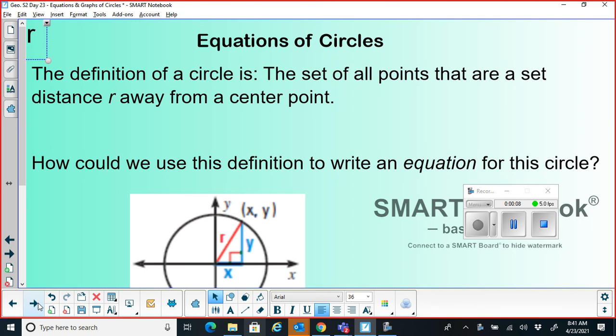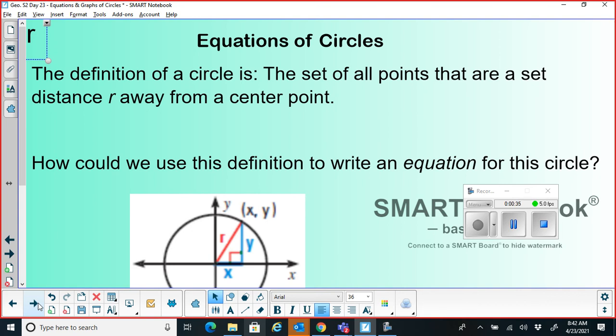The definition of a circle is, once again, a set of all points that are at a distance r away from the center point of the circle. How could we use this definition to write the equation of circle?